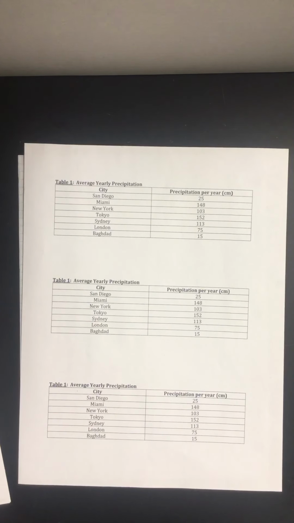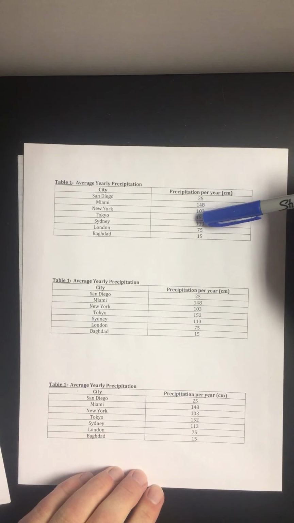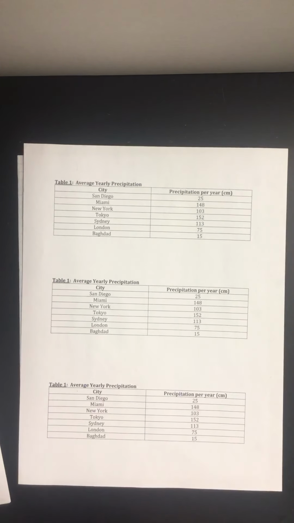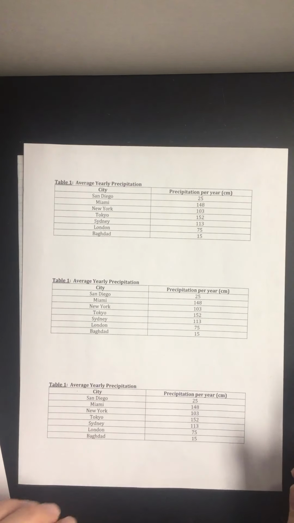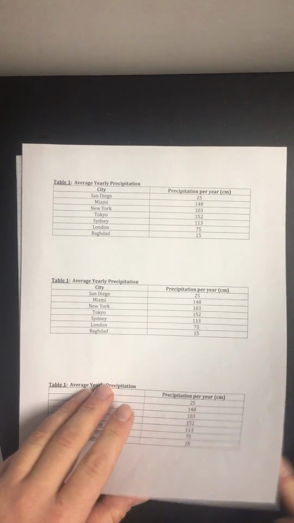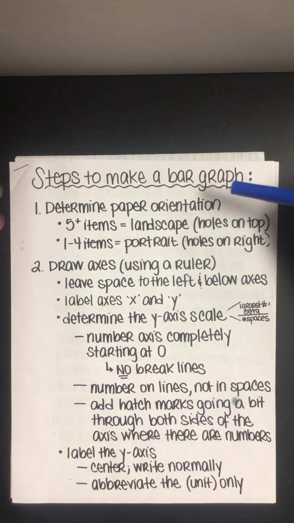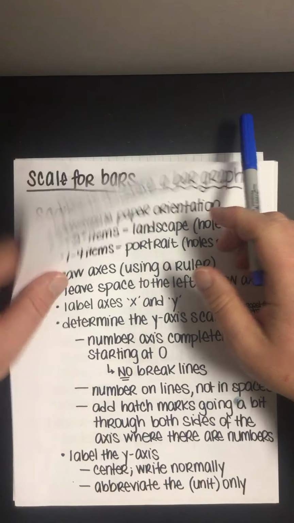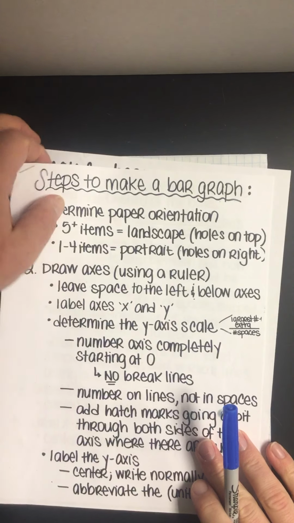Together. And I'm going to just count these because these are pretty important. So we have 1, 2, 3, 4, 5, 6, 7. We have 7 pieces of data that need to be graphed, okay? And we are going to make this into a bar graph. So the very first step is if there's 5 or plus items, and there's 7, we're going to put it in landscape with the holes on top, all right? So that's the first thing we're going to do, all right?